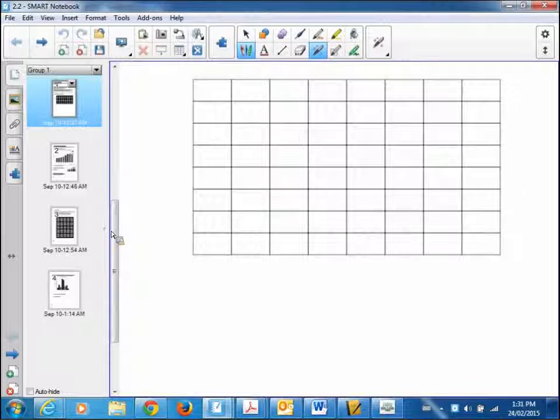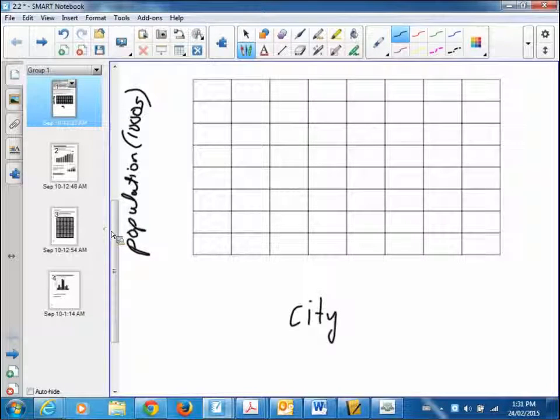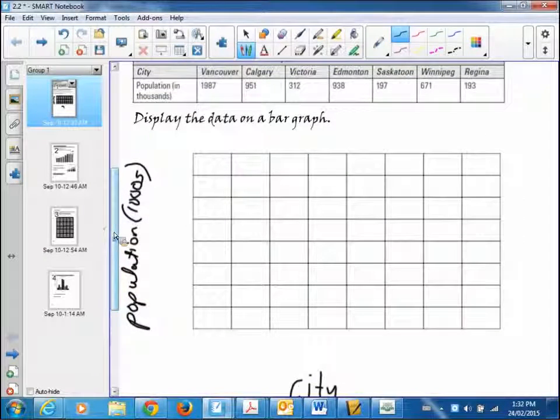Here's what we're going to do on the side. Label it as population, and then in thousands. And on the bottom, we're going to have the city. Now, I got to keep sliding back and forth to see this stuff. Right, Vancouver. So this is what Shana was asking about the other day. Can I just put Van? Sure.